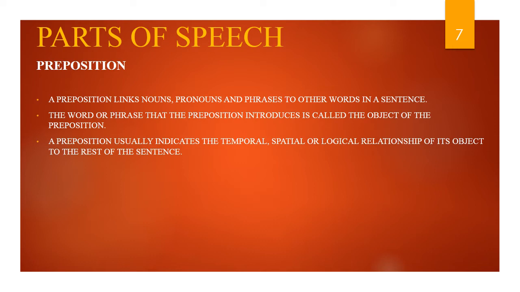For example, where is the marker? Marker is in your hand. Marker is a noun and hand is also a noun. What is the word which is used before the second noun? That is in. So in, on, at, under, beneath, these are prepositions which make a relation between two nouns, or two pronouns, or one noun and one pronoun.